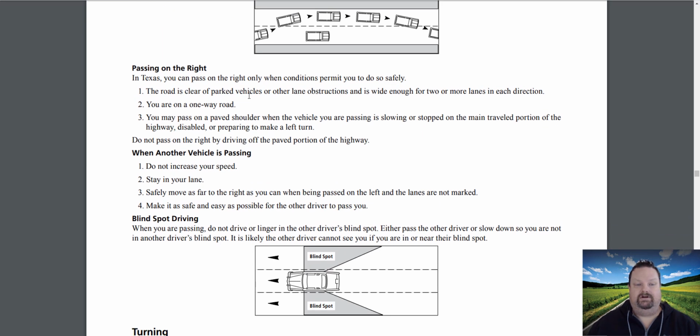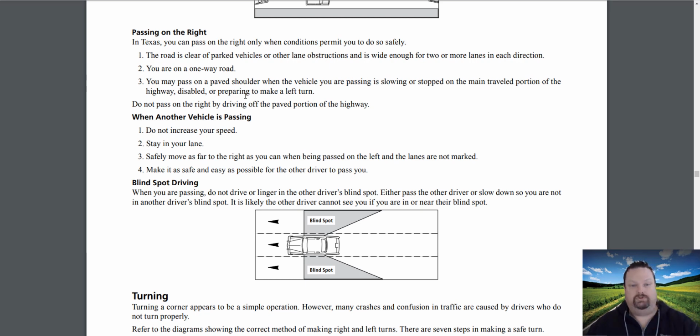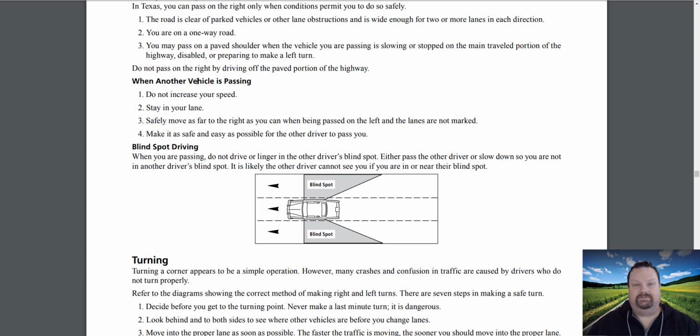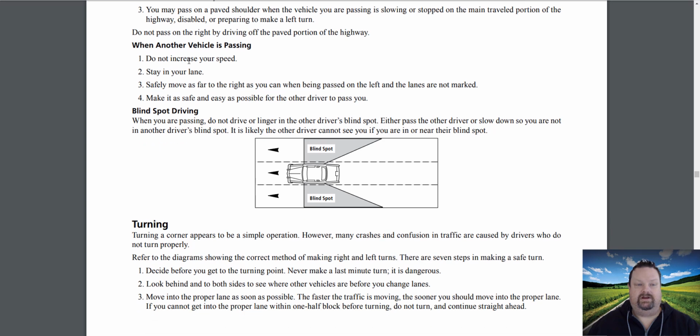The road is clear of parked vehicles or other lane obstructions and is wide enough for 2 or more lanes in each direction. 2, you're on a one-way road. 3, you may pass on a paved shoulder when the vehicle you are passing is slowing or stopping on the main traveled portion of the highway, disabled, or preparing to make a left turn. So if someone in front of you is making a left turn, then you can pass them on the right.